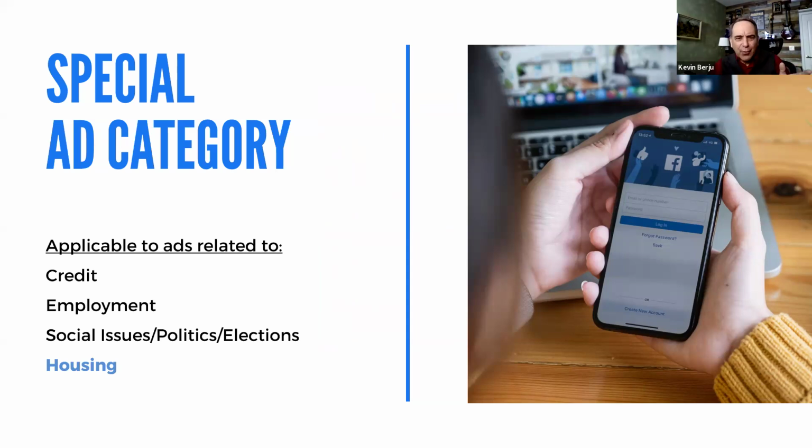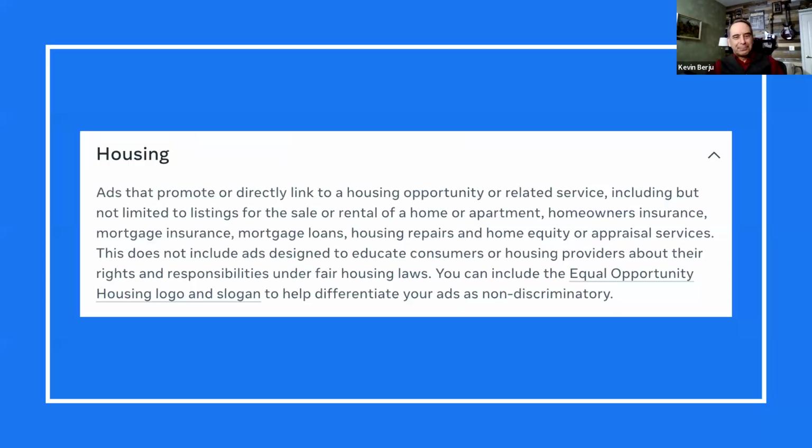And it also has a category for social issues, politics, and elections, which I think we've had enough of. But this category is intended to help prevent discrimination and ensure that all users have equal access to housing-related ads and issues. This is likely the biggest category, and Facebook is really concerned with fair lending and equal housing enforcement. They have people to answer to too. They don't want to get the government on them.